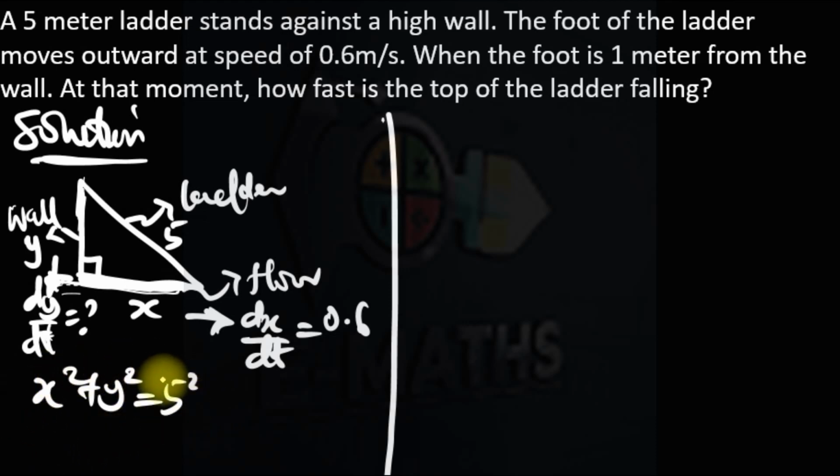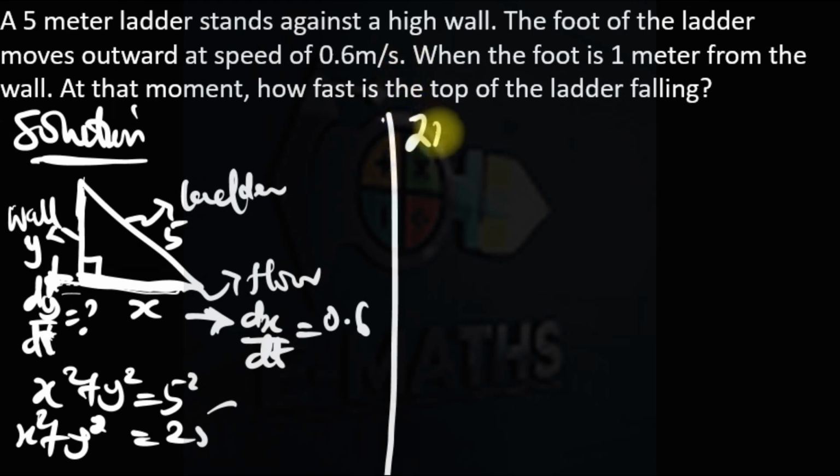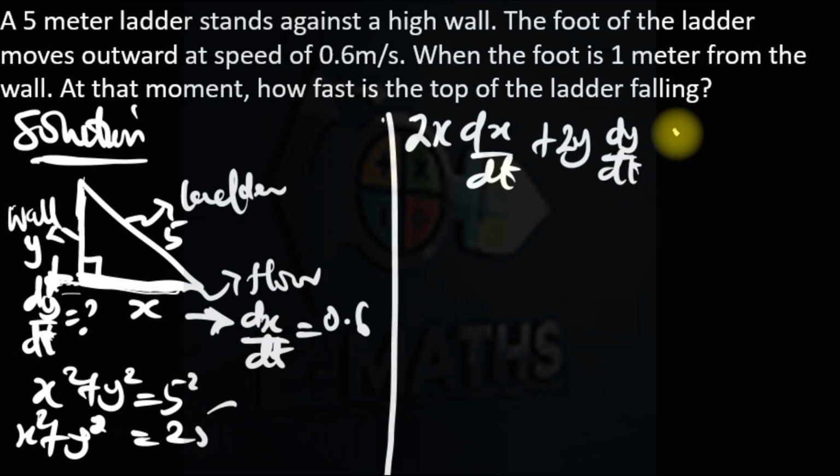So that's the equation, which is 25. This is x squared plus y squared. Since we are given dx dt and want dy dt, we need to differentiate this equation with respect to t. So differentiating both sides with respect to t, we have 2x dx over dt plus 2y dy over dt equal to 0.